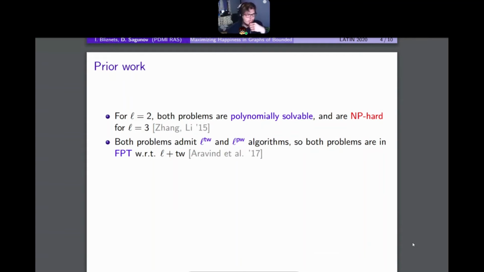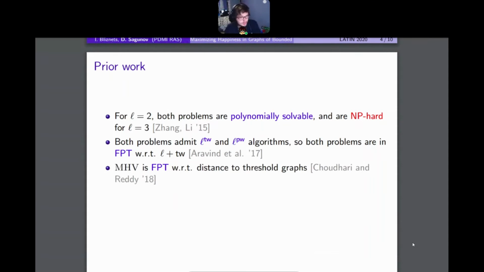And for these problems, we're given simple tree-width and path-width algorithms. They are basically dynamic programming over tree decompositions and path decompositions. So both problems are in FPT with respect to the number of colors plus tree-width or plus path-width. Also, it was shown that maximum happy vertices is in FPT with respect to distance to threshold graphs.